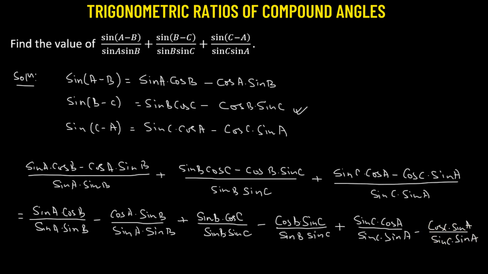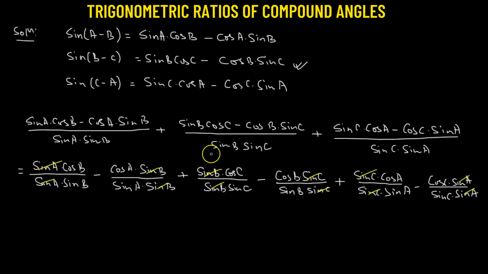We can factor out the common factors. So in the first term, we can factor out sine a. Then in the second term, we can factor out sine b. In the third term, we can factor out sine b. In the fourth term, we can factor out sine c. Coming to the fifth term, we can factor out sine c. And in the last term, we can factor out sine a.